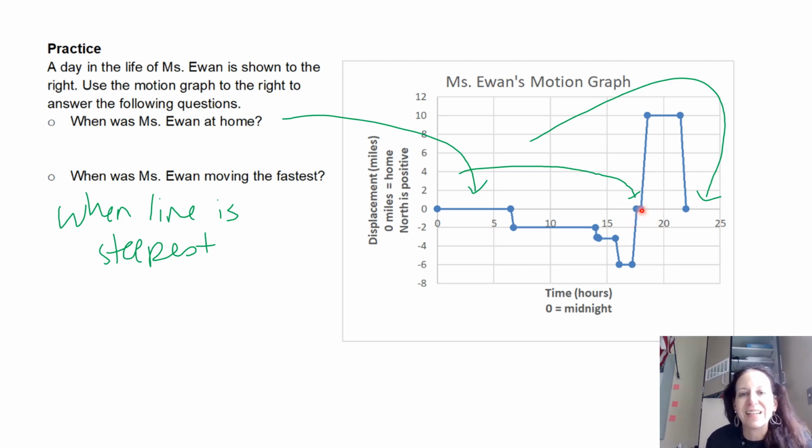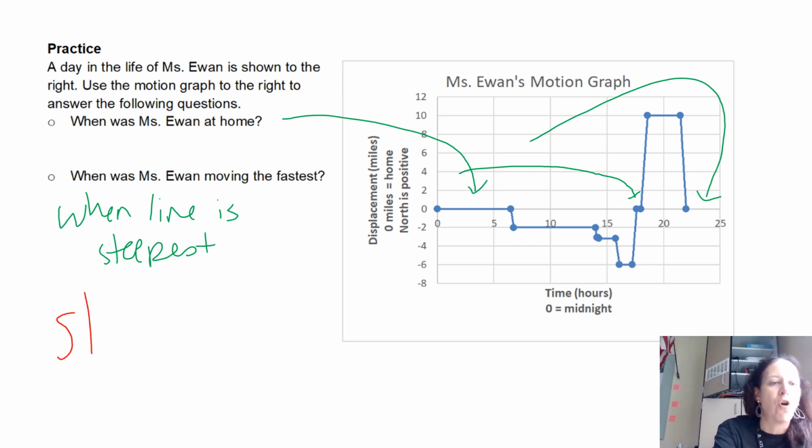And then over here at like 17 or 18, and then over here at like 22, but we're really kind of estimating that. When was Ms. Ewan moving the fastest? Whenever the line is steepest, but without definitive numbers, we're really just trying to do this by eyeballing it, and they all kind of look the same to me, if I'm honest. So this looks about the same steepness as this, and the same steepness as this, just going in the other direction. So I can't tell. So I answered that when the line is steepest.